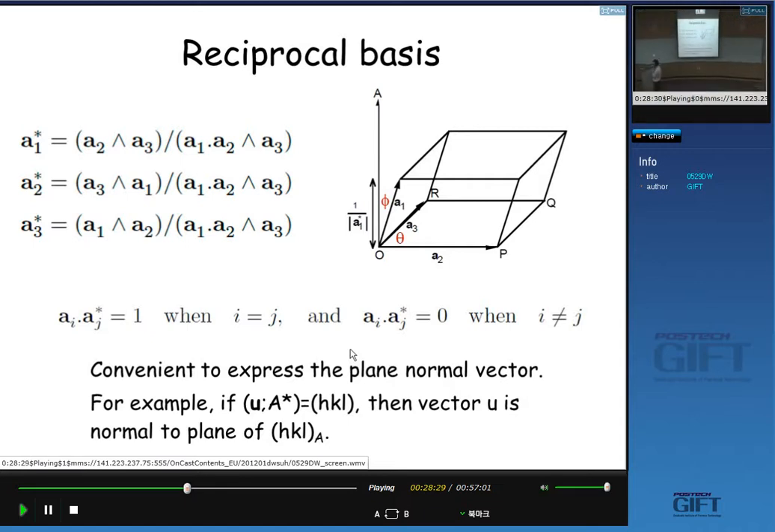And one of the important properties of this reciprocal basis is that when we consider the dot product between the basis of the real lattice and the reciprocal lattice, Ai dot Aj star is 1 when i equals j. The index is the same, but 0 when i is not equal to j. This is obvious when you make the dot product of A1 with A1, A2 and A3, then you can realize that this always holds.